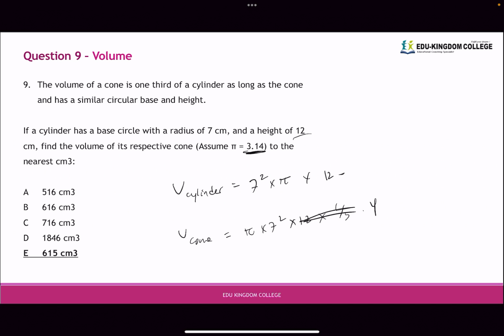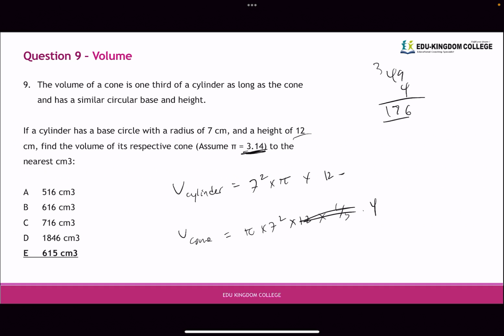Now, 7 squared times 4. 7 squared times 4 is 196. So 49 times 4 is 196. Let's just do it with a bit of long multiplication. 4 times 9 is 36, carry the 3. 4 times 4 is 16, plus 3 is 19. So 49 times 4 is 196.